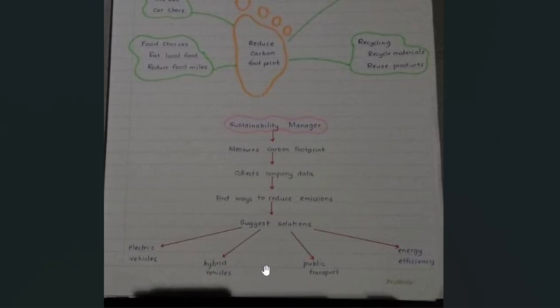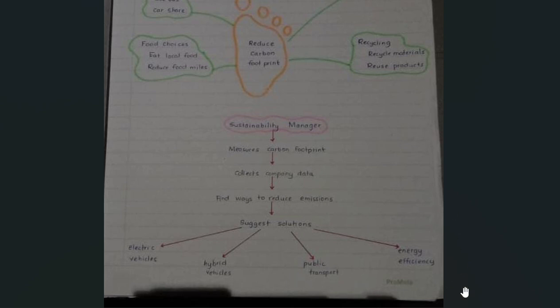So instead of going for vehicles which depend fully on fuel, they can go for hybrid vehicles, which will reduce the carbon footprint. And then they can also use public transport. If they have to travel, or do some deliveries or some kind of transportation, they can use public transportation instead of using single cars for each and every one.